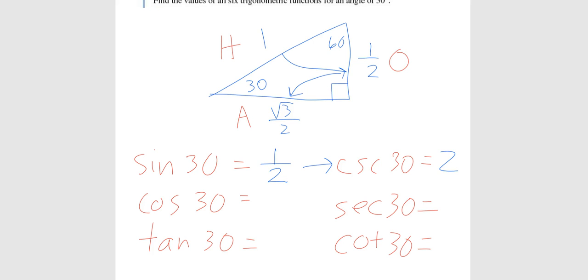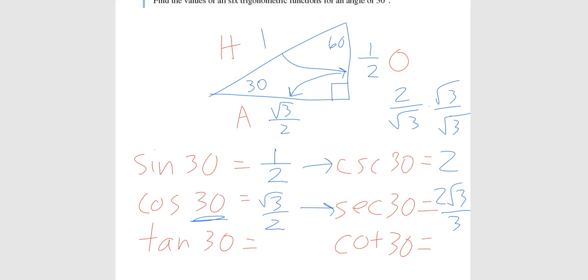How about the cosine of 30? What's the cosine of 30? Radical 3 over 2, right? Adjacent over hypotenuse. And when I flip that over, 2 over radical 3, when I rationalize it, what do we end up with? 2 radical 3 over 3. Yeah, it's a little crazy.